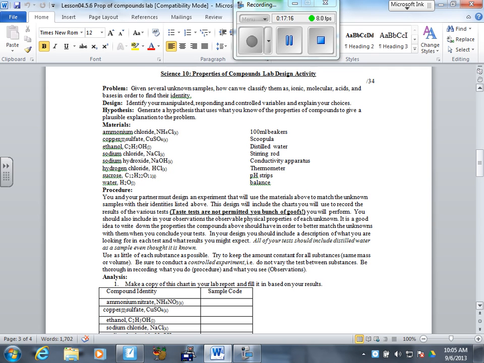The other thing you're going to want to build on Monday is a chart to record all of your data in. So once you've decided on the procedure, then you can build a chart that will contain the observations your procedure will provide. All right? Is that making sense to everyone? Okay. Kian.